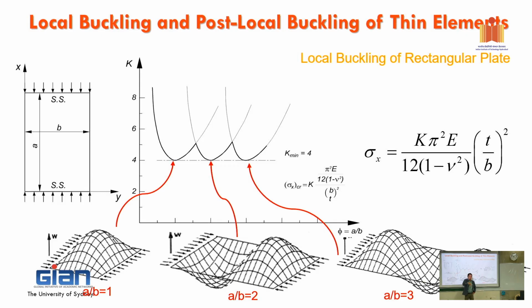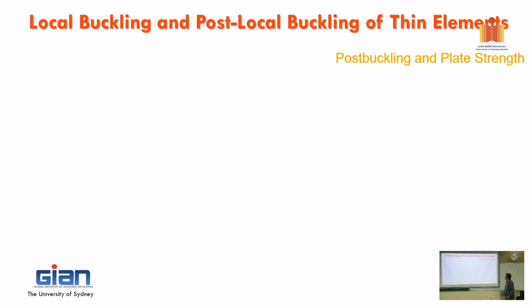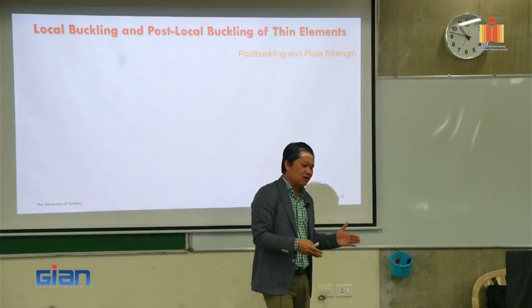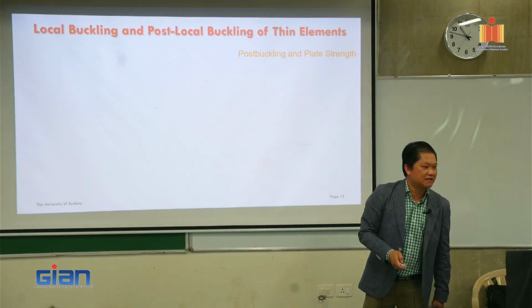Later on, we do a lot of calculation related to K, and we can remember that with simply supported four edges, K is 4. That is the purely theoretical equation based on Timoshenko. Now, post-buckling. That is in theory. When you compress the plate, you expect it to go up to sigma critical and just buckle.